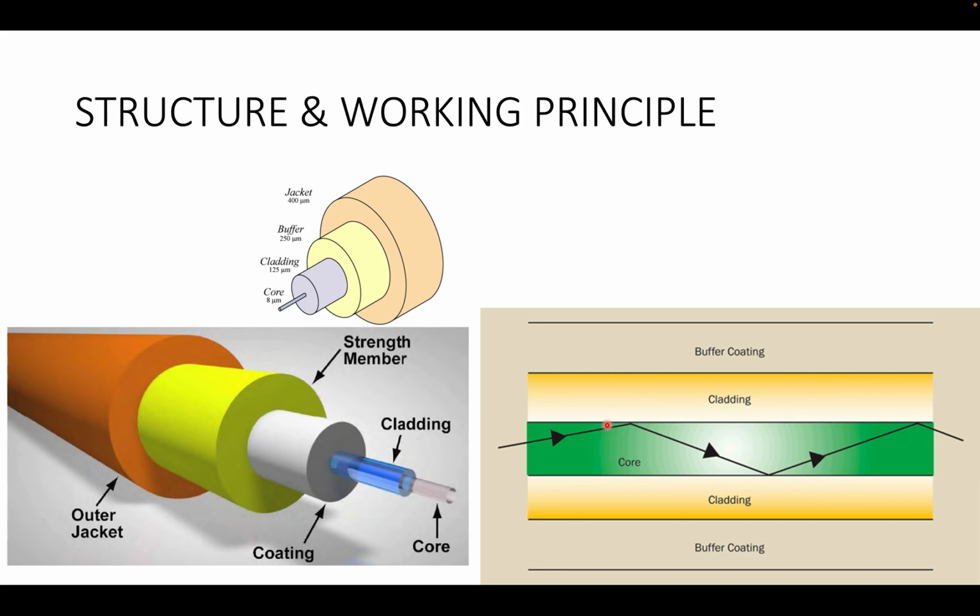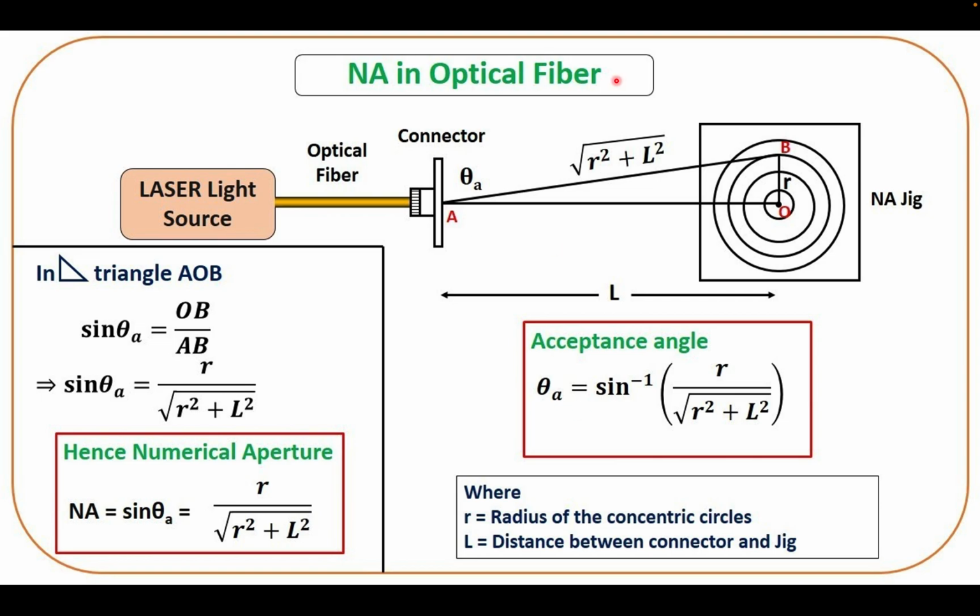Yes, ma'am. Okay. Then comes the numerical aperture, how we will be calculating it in today's experiment. Here you can see there is a laser light source. Then the optical fiber is connected here. A connector is there to connect, and what we are going to do is vary this distance L, capital L, today. You can see this is the output screen, on which you can see concentric rings or circles.